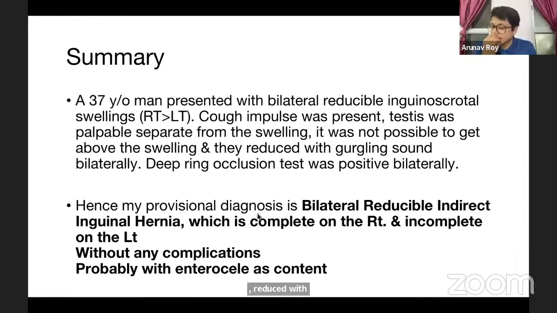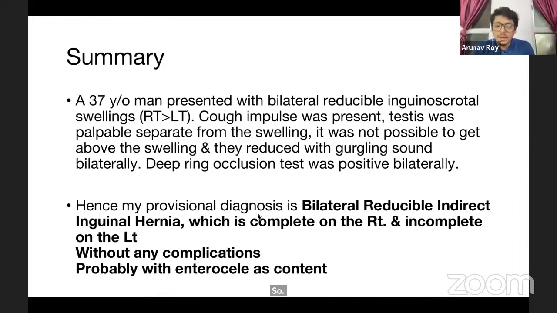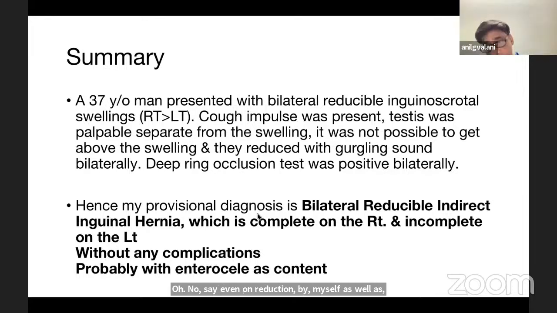As per your notes, your patient has reduced it. So you ask the patient whether he felt gurgling. No, sir, even on reduction by myself as well as during reduction by the patient, a gurgling sound could be heard, sir. When the patient reduced, you could hear the gurgling sound.